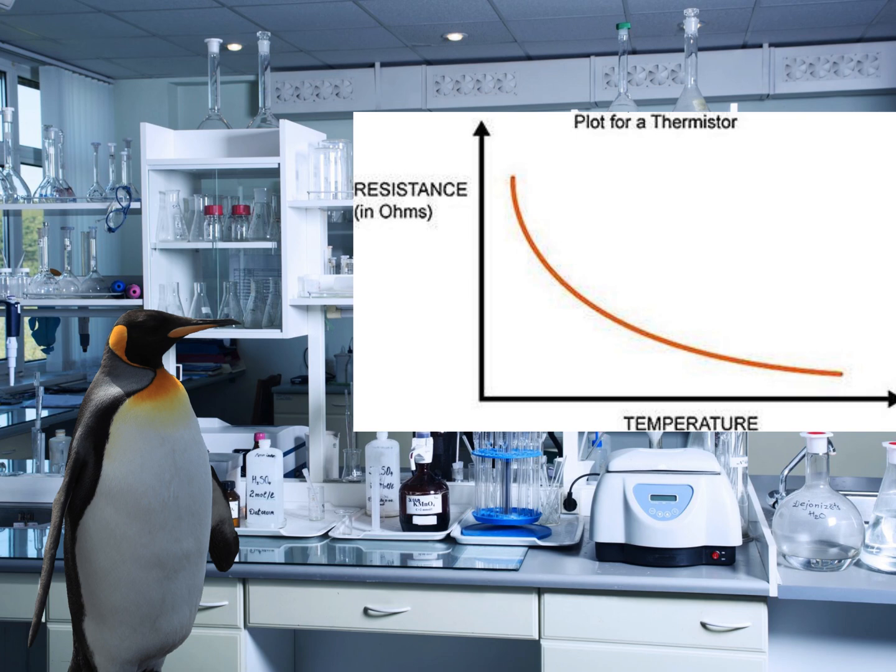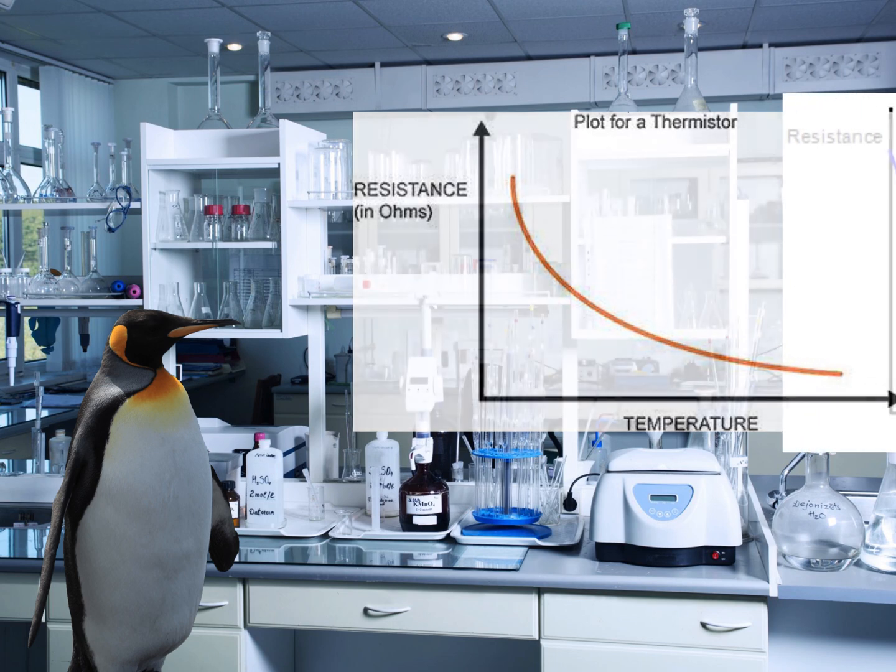There are no numbers on these scales because each thermistor is different, but the shape of the graph is the important bit. As temperature goes up, resistance goes down. However, the graph isn't a straight line. When the temperature is very high, increasing it a little will reduce the resistance, but not by much.